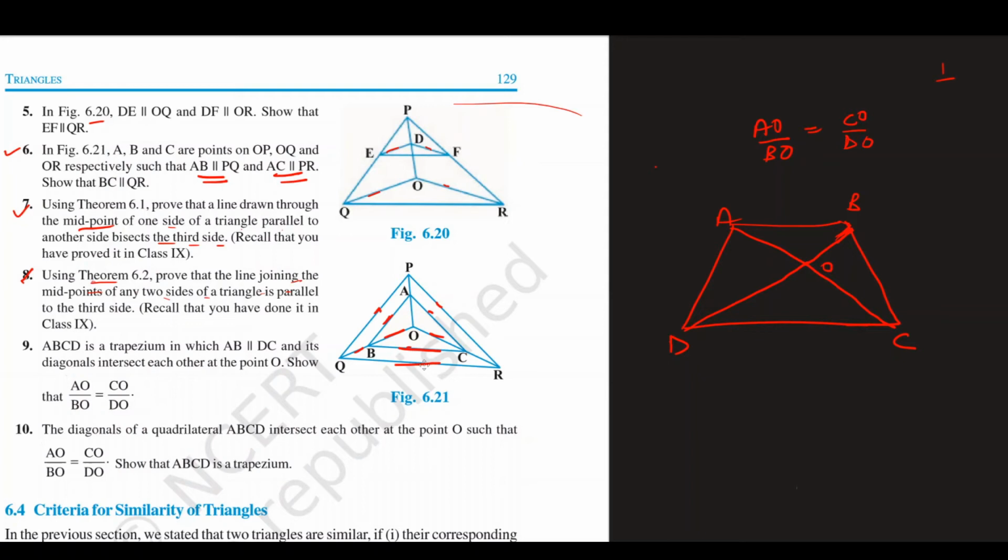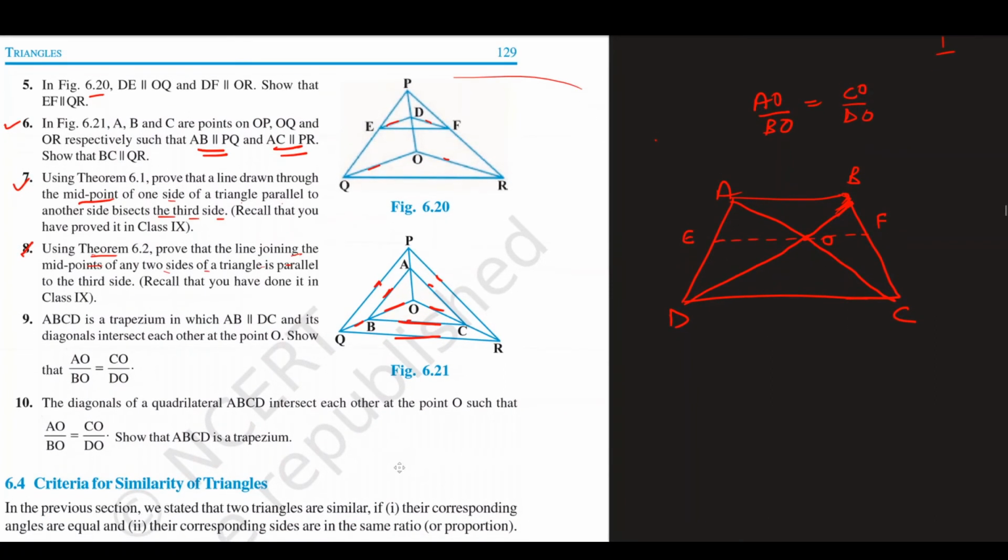So this is O, and show that AO upon BO is equal to CO upon DO. In order to prove this, we have to make some construction. Make a line, this line, which is parallel. Suppose this line is EF. We are making EF such that AB is parallel to EF, which indeed is parallel to CD. So we have to prove this.